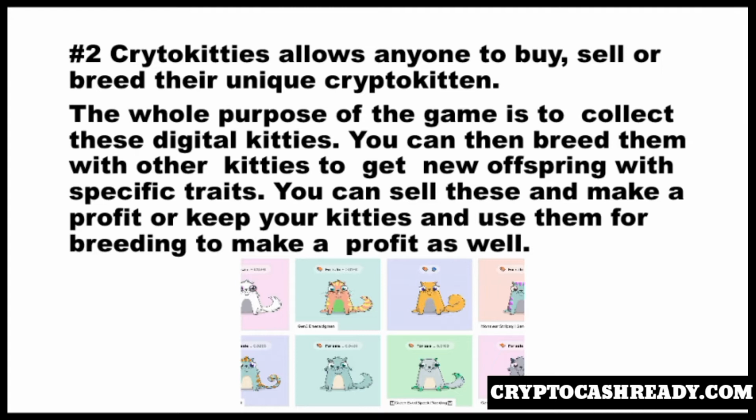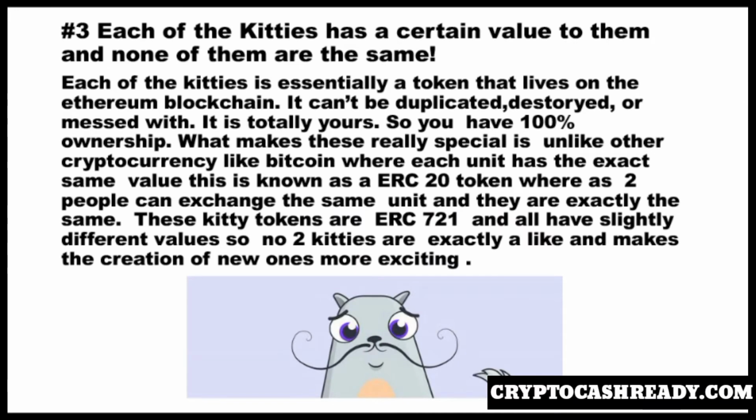Number 3, each of the kitties has a certain value to them and none of them are the same. It can't be duplicated, destroyed, or messed with. It is totally yours, so you have 100% ownership. What makes these really special is that unlike other cryptocurrency like Bitcoin, where each unit has the exact same value, this is known as the ERC20 token, where two people can exchange the same unit and are exactly the same. These kitty tokens are ERC721. And all of these have slightly different values, so no two kitties are exactly alike, and that makes the creation of new ones more exciting.